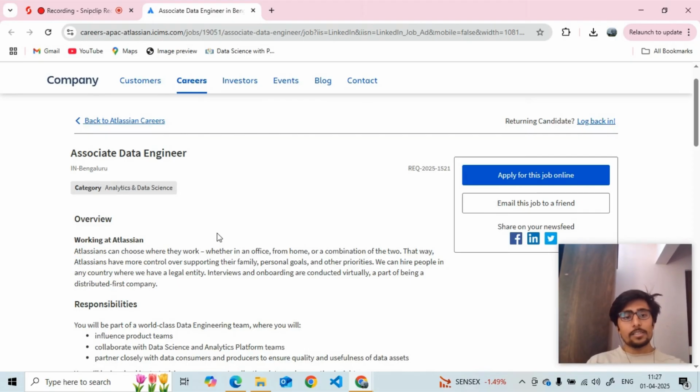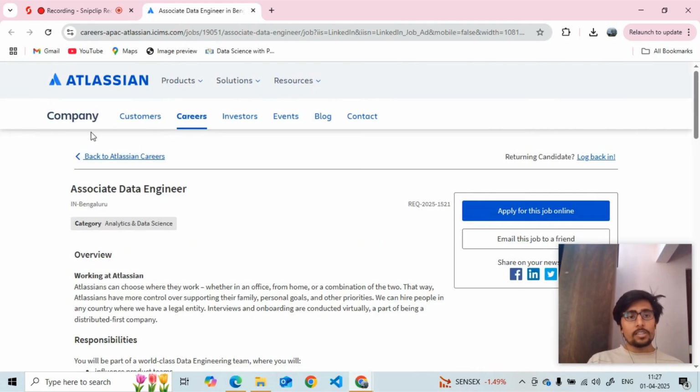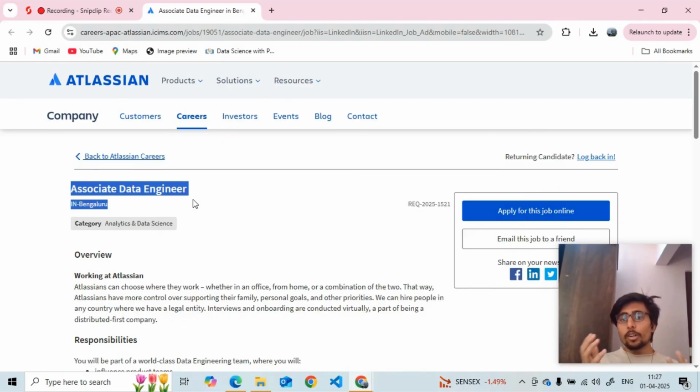So let's understand a little bit about the company. Before going into the company, let's understand the job overview, which is for associate data engineer. Atlassian employees have the flexibility to choose their work setup, whether from the office, home or hybrid model. This allows employees to maintain a healthy work-life balance while contributing to impactful projects. So you can choose remote, fully hybrid or fully work from office as well. The job location of this particular job is Bengaluru, but again, you can work from anywhere as per the company's policy and facilities.